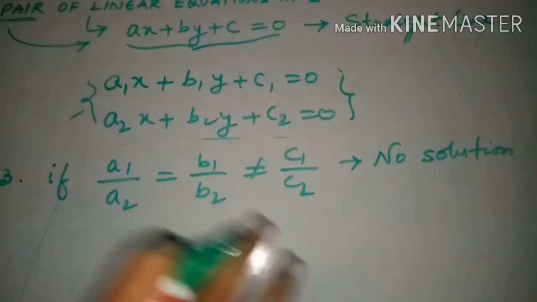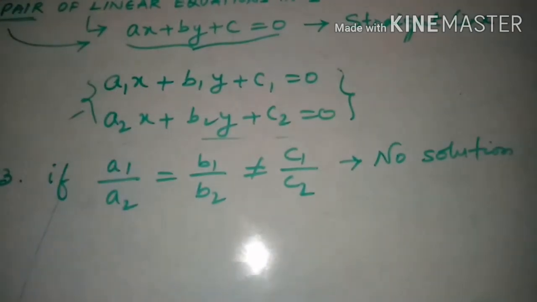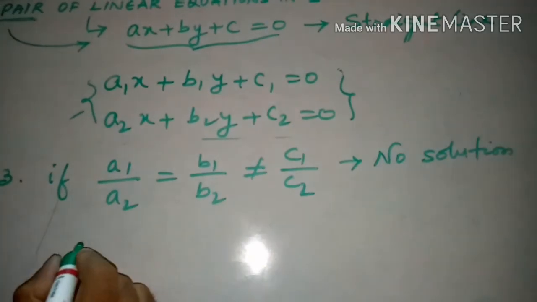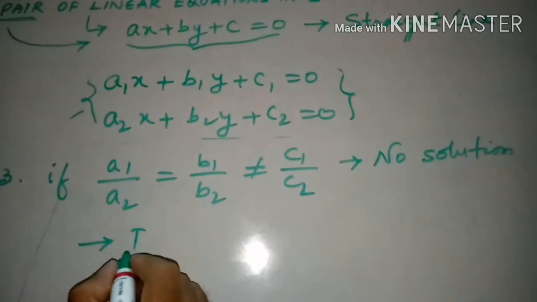There will not be any solution that satisfies the two given equations. Okay, so no solution. If there is no solution, what do you call it? Inconsistent.